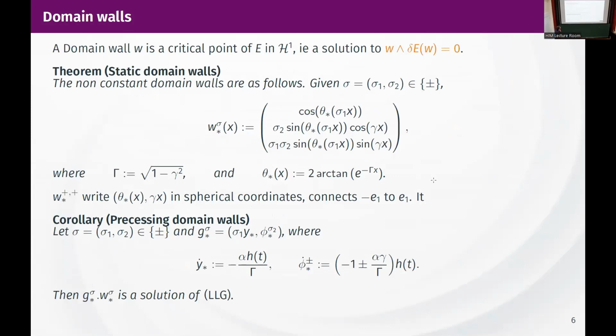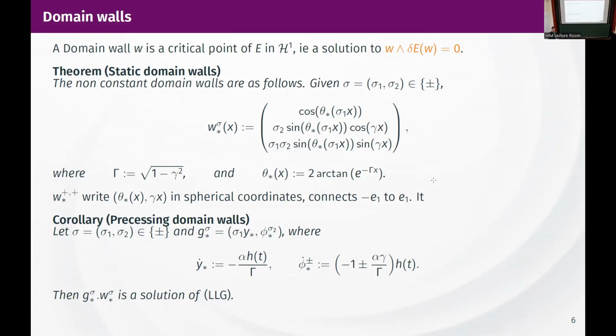And what are domain walls? Domain walls are transitions. In my functional setting, I'm in H1 dot. So I have limits at plus and minus infinity, and the limits are plus E1 or minus E1. So the domain wall is a transition from, say, minus E1 to plus E1, or the other way. It's a fixed transition, and it's a phase transition that is a critical point for the energy.